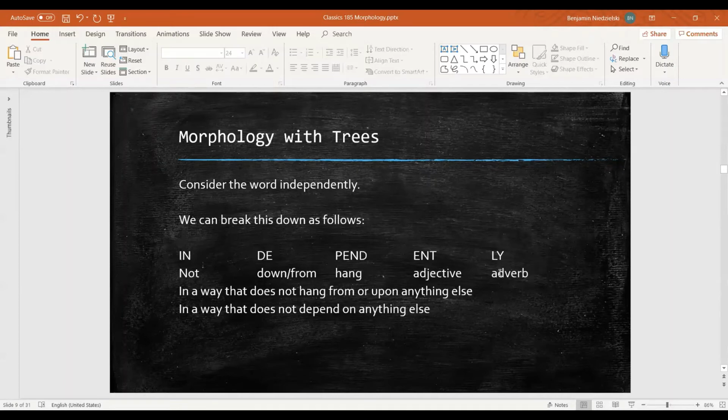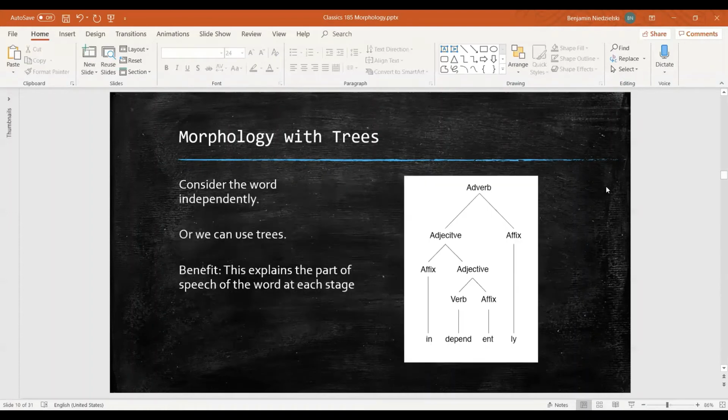When we put this all together, we get that independently means in a way that does not hang from or upon anything else, or even better, in a way that does not depend on anything else. That's pretty close to the definition. Now let's think about this using trees.